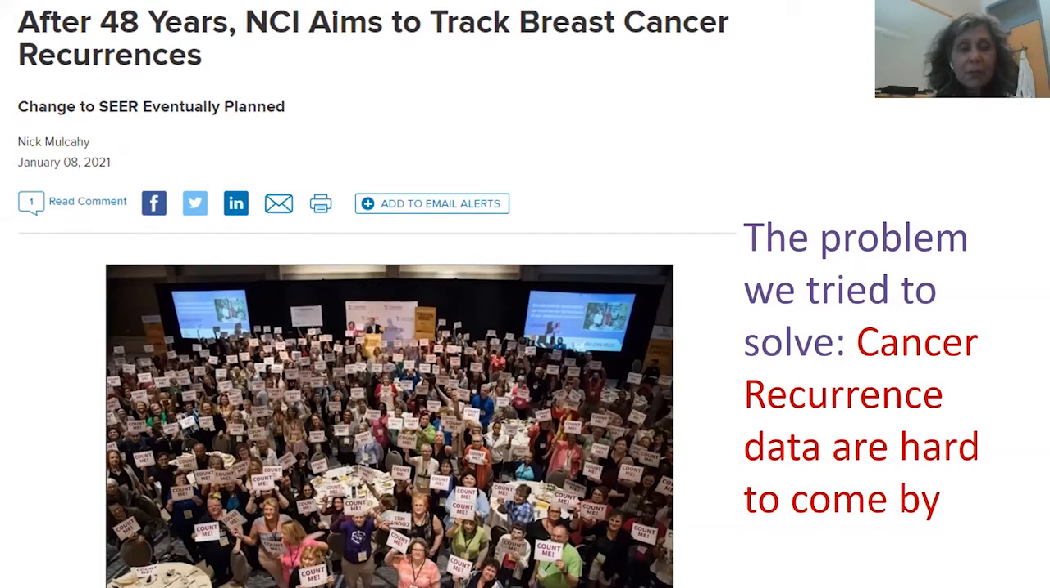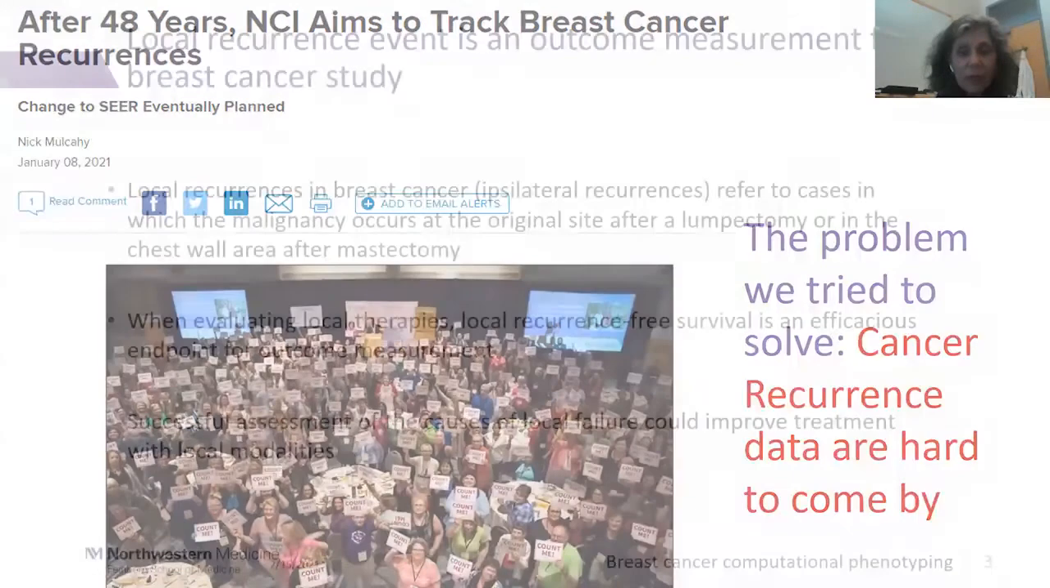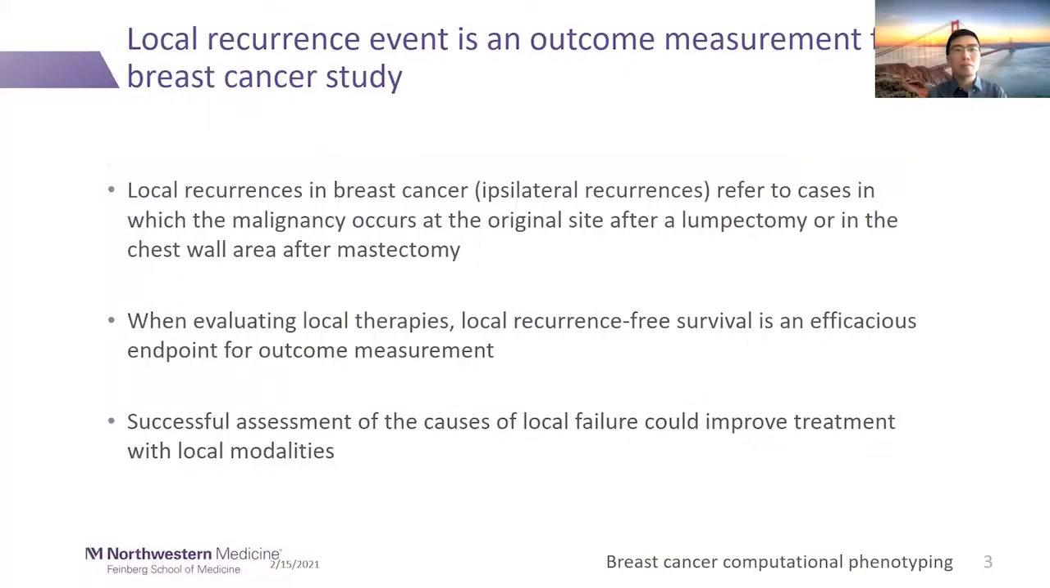Next slide, please. Yuan, are you advancing the slides? Yes. Okay, so Yuan's going to take over now to tell you about how we started approaching this problem. Sure. So we'll start talking about the first outcome that we started to tackle, which is local recurrence. Local recurrence is an event that is frequently tracked in the EHR records.